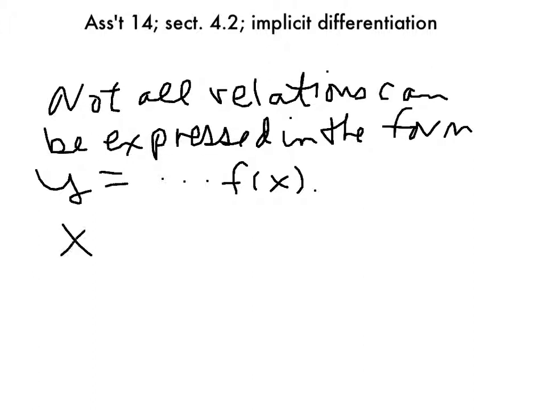Here's an example of one. x cubed plus y cubed minus 9 times x times y is equal to 0. This is a pretty curve, and I'll show it to you in a second. But if you notice, it would not be a very easy task to solve this for y explicitly in terms of x.